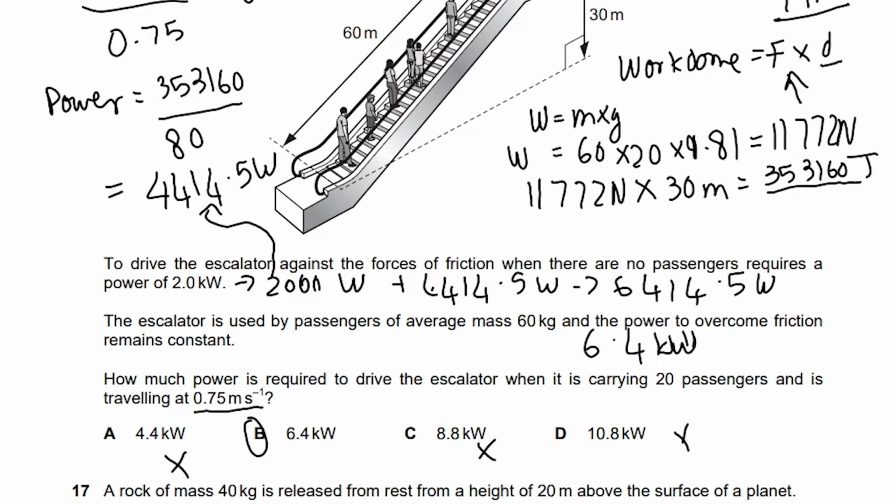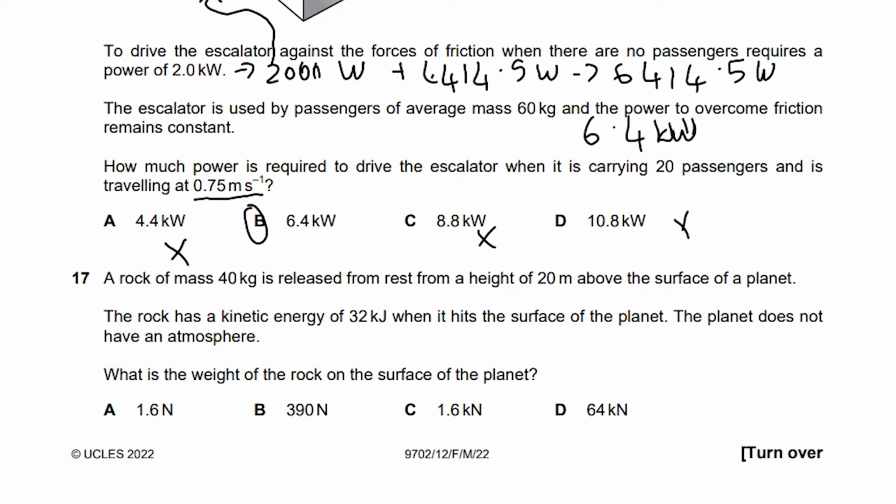Question number 17. A rock of mass 40 kg is released from rest from a height of 20 meter above the surface of a planet. The rock has a kinetic energy of 32 kilojoule when it hits the surface of the planet. The planet does not have an atmosphere. What is the weight of the rock on the surface of the planet?